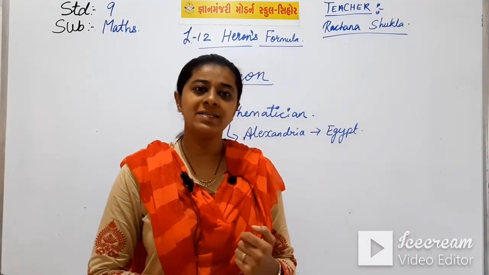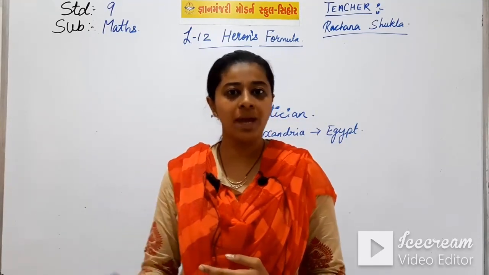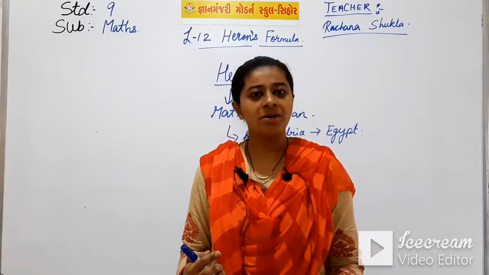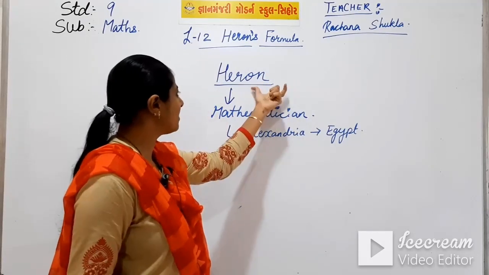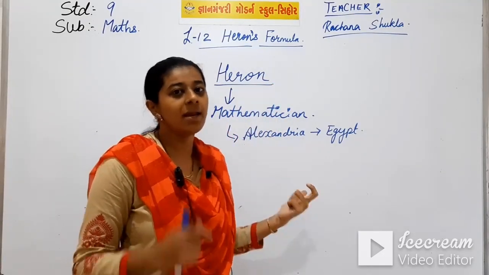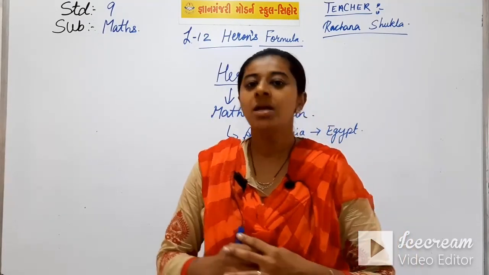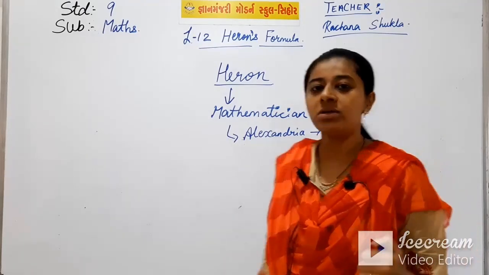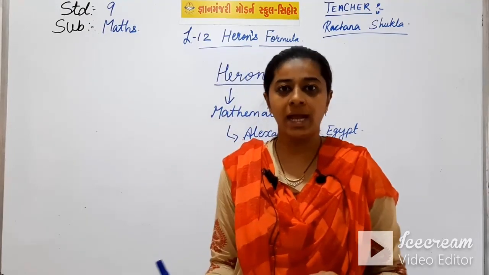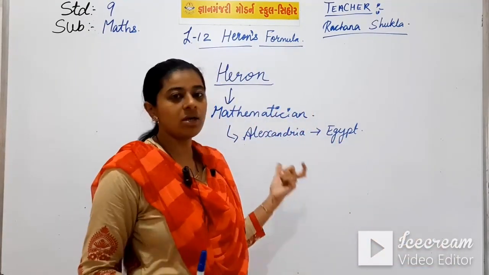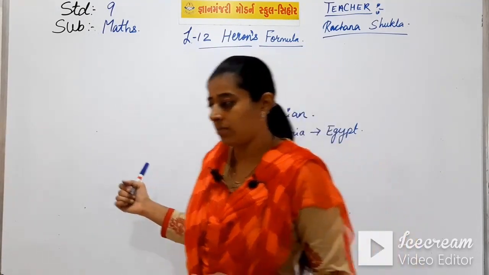Heron has given many formulas of geometry, of the figures in geometry, that is square, rectangle, triangle, quadrilaterals, polygons, circles, spheres. He has written a whole book of geometry in which all these formulas are mentioned. But today we will learn about a special formula, that is Heron's formula for finding out the area of the triangle. And now I am writing down that Heron's formula on the board.